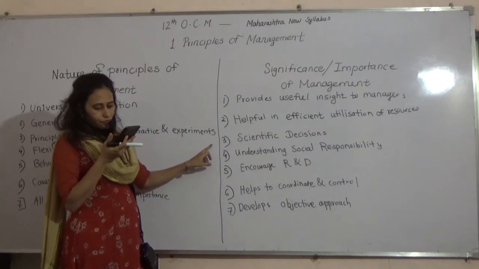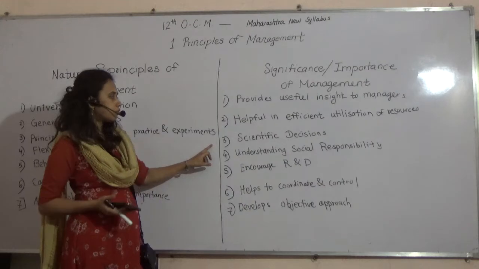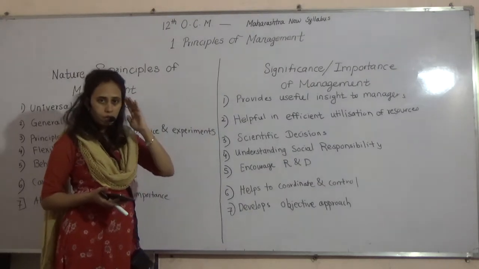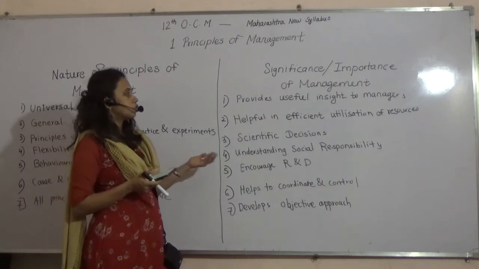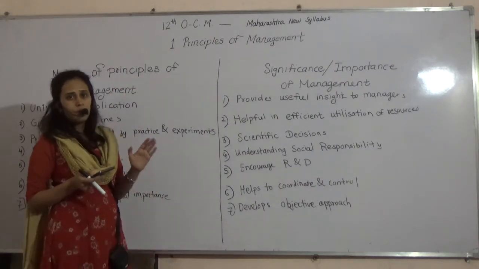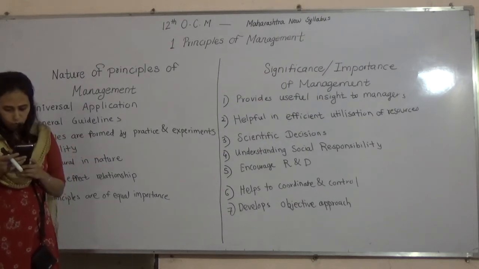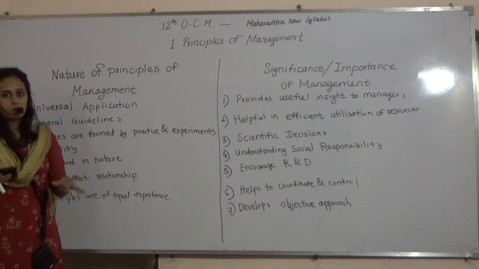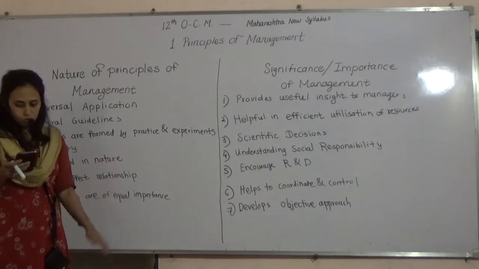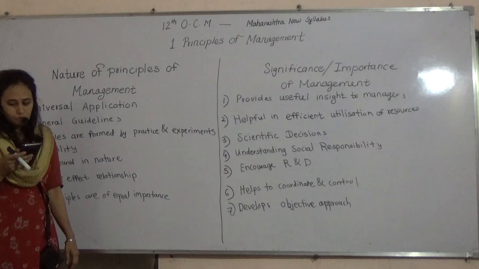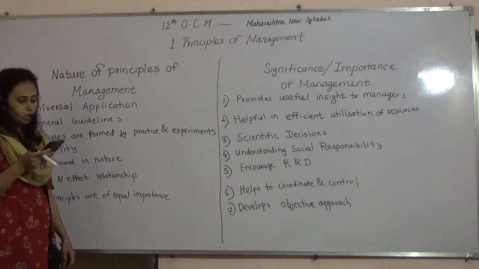Next is scientific decision. In a business organization, scientific decision means, what is scientific? Use of a scientific approach, use of some technology. It should not be based on judgment. Whenever you take a decision, it should be based on proper study. There should not be a trial and error method, like let's do it and see, and if it goes wrong, so be it. It should not be like that. So with the use of various management principles, one can get an idea about how to analyze the situation.